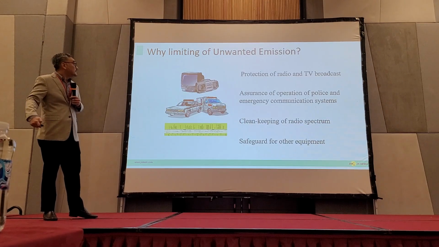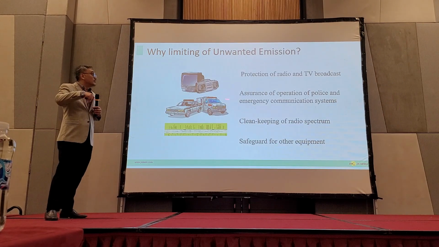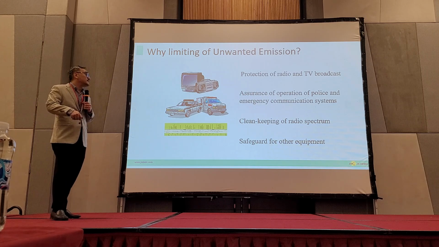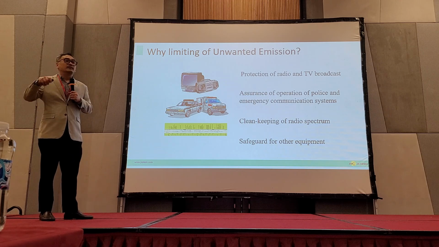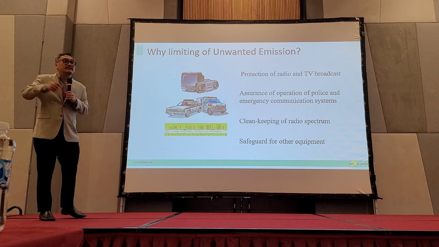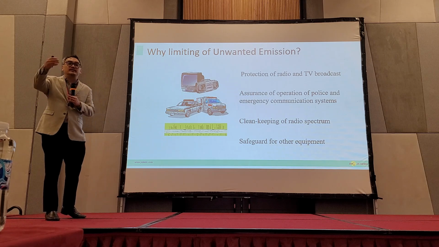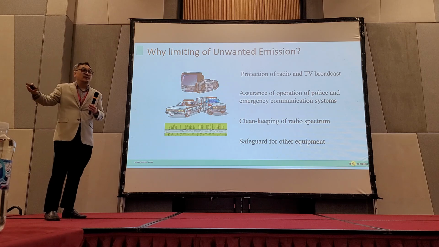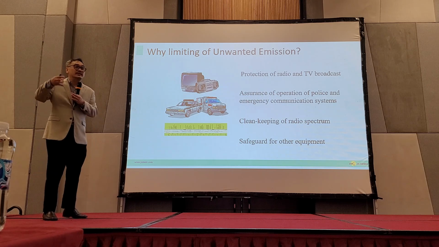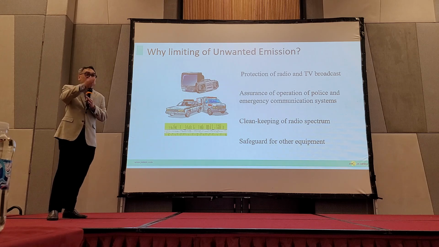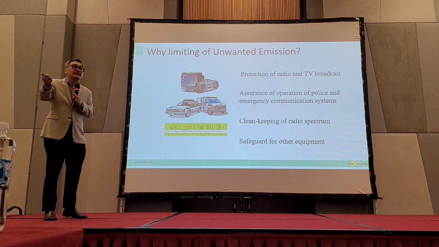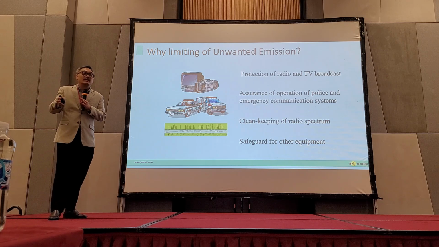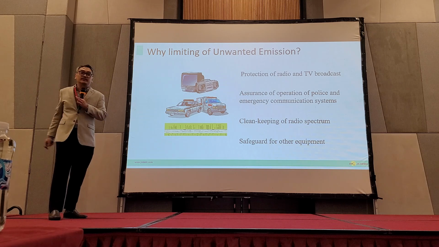So why do we want to limit? We want to protect all the radio and TV broadcast frequencies. We want to keep the radio spectrum clean and organized. This is why for Bluetooth, you have a specific frequency band you can use. Wi-Fi, you have a frequency you can use, the 2.4 gig, 5.4 gig. GSM is always 900 meg. Your FM is 80 to 90 megahertz. So everybody uses their own frequency band, so it is organized.